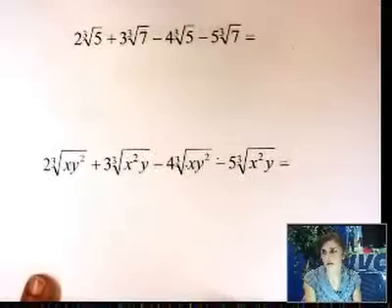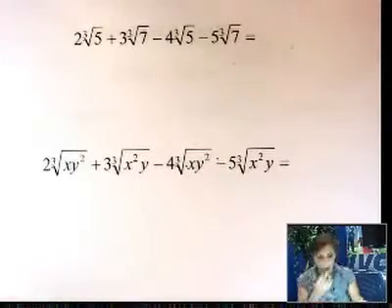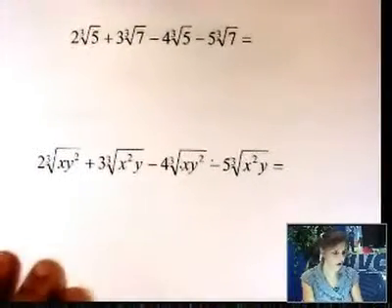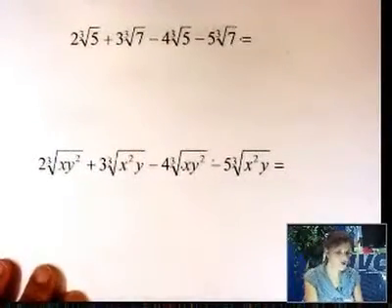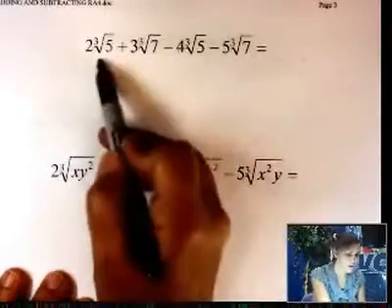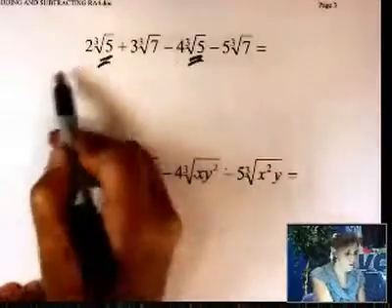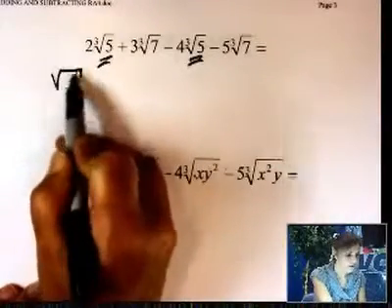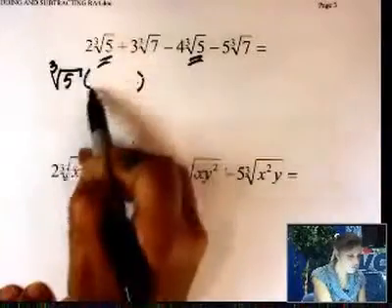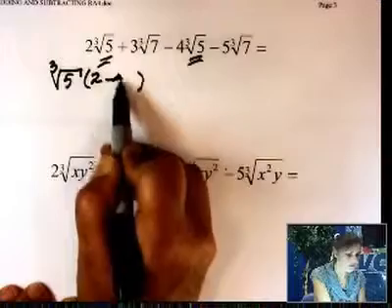Well, what happens when you have a bunch of them? Let me get that out of the way. What you need to do is look for like terms, just like you do with polynomials. You have cube root of 5, cube root of 5. Pull that out. What do you have left? You have a 2, and then you have a negative 4.